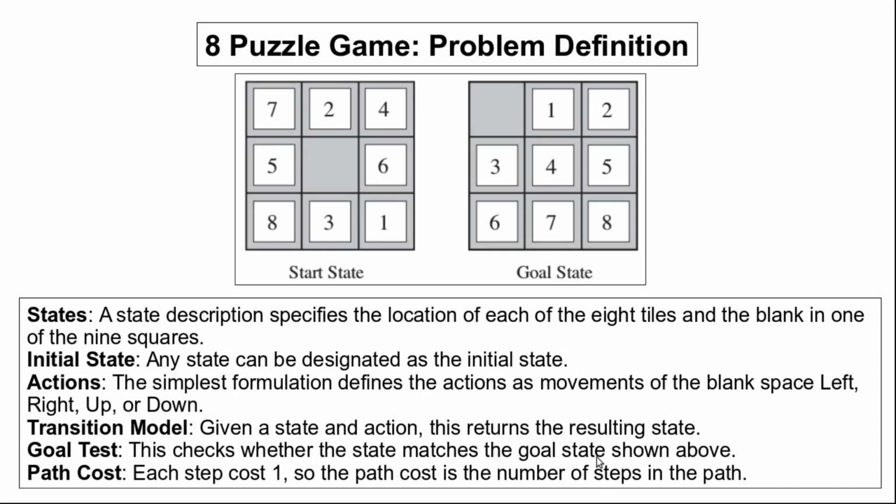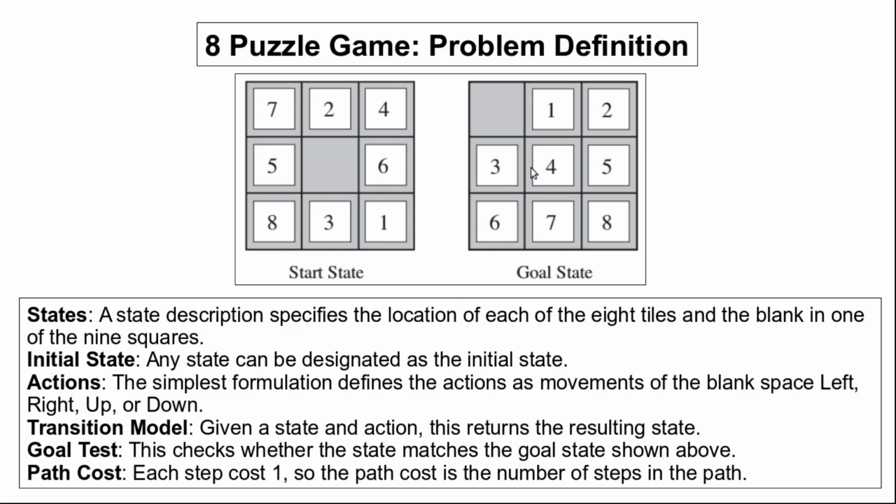The transition model: given a state and action, it will result in a resulting state. So if we are in this state and the tile moves to the right, what would be the new state? The new state will be 7, 2, 4, 5, 6, blank, 8, 3, 1. So like that we can specify the new state for every possible action in each state, and that would constitute the transition model.